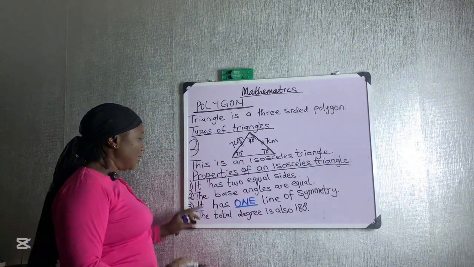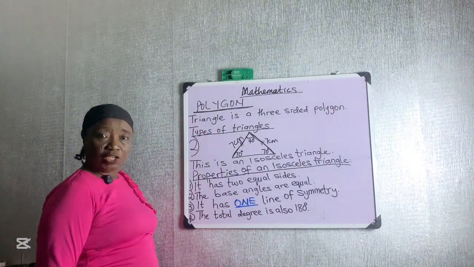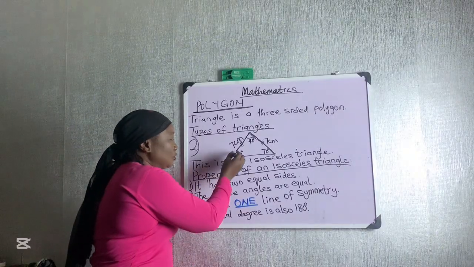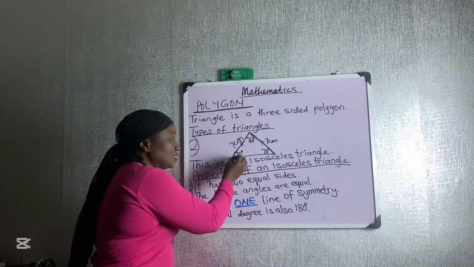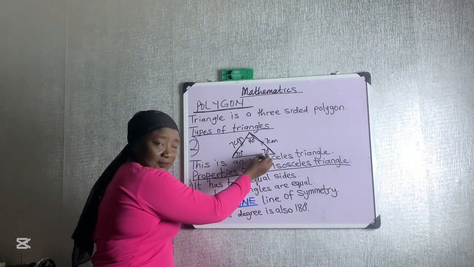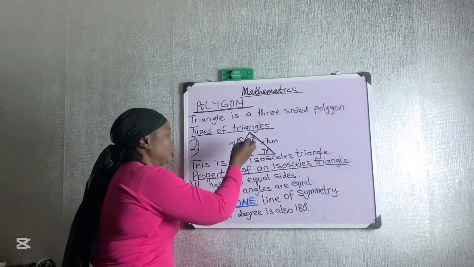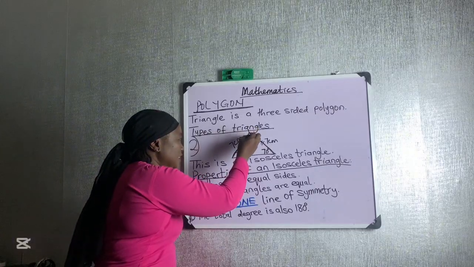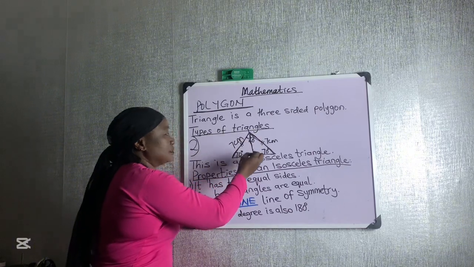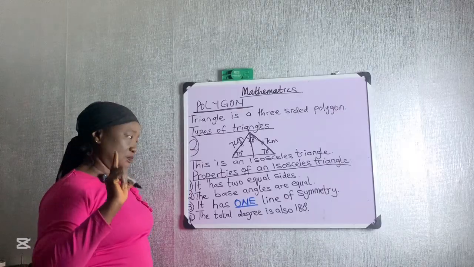Number two, base angles are equal. The two down angles are equal in an isosceles triangle. That is why it is written on the board here: this angle is 70 degrees, so the second base angle must be 70 degrees. Number three, it has only one line of symmetry. If a line is drawn down like this, it divides the triangle into two parts that look alike.